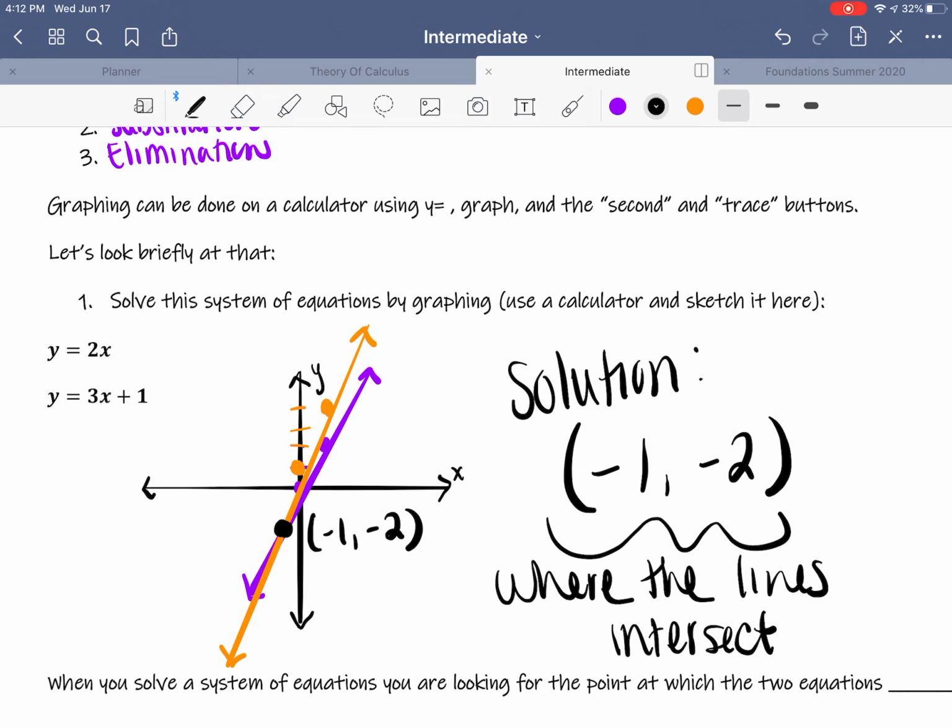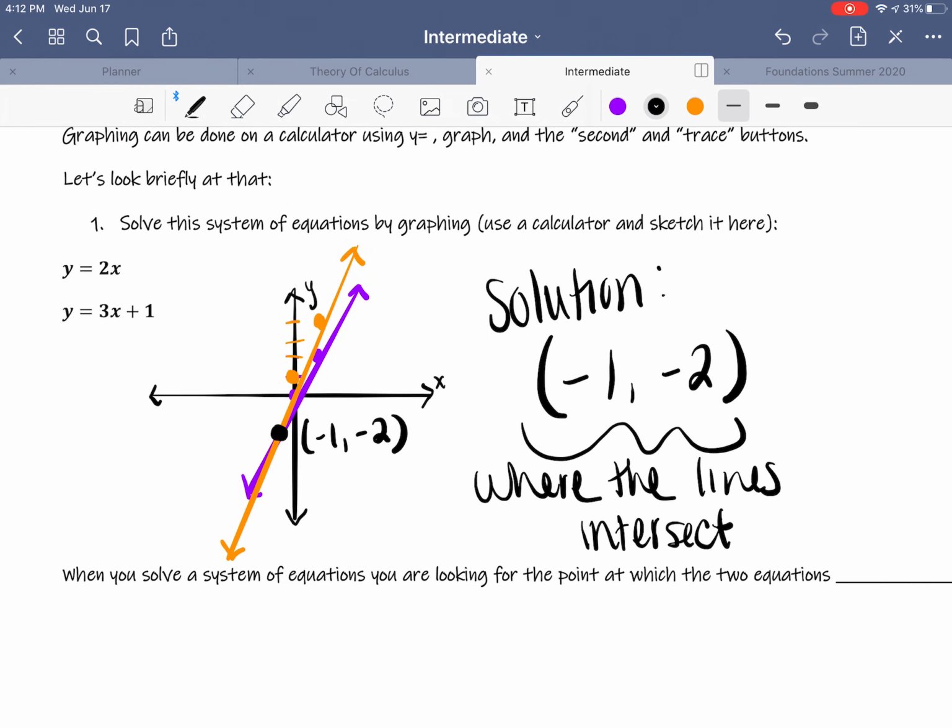That's how you solve graphically. Graphing is not my favorite because you can see with the sketch it's not exact. Also, if you use a calculator and they intersect at a fraction, it's really hard to tell where that is. So I really prefer to do it algebraically.